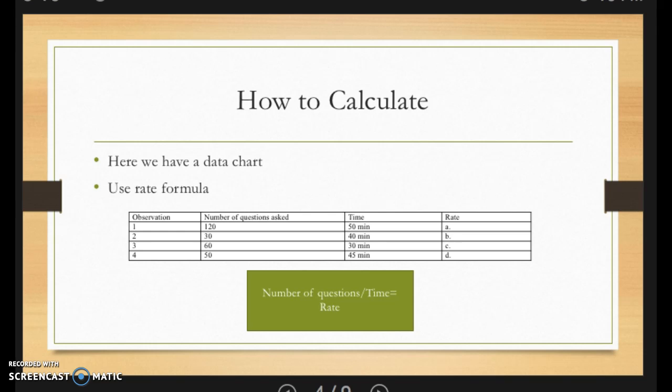50 minutes, 40 minutes, 30 minutes, and 45 minutes. And then we have an empty column to the right of that, which is our rate calculation. Here at the bottom of the screen, you can see the number of questions over time will equal our rate. That's the formula that we're going to adhere to to calculate our rate.